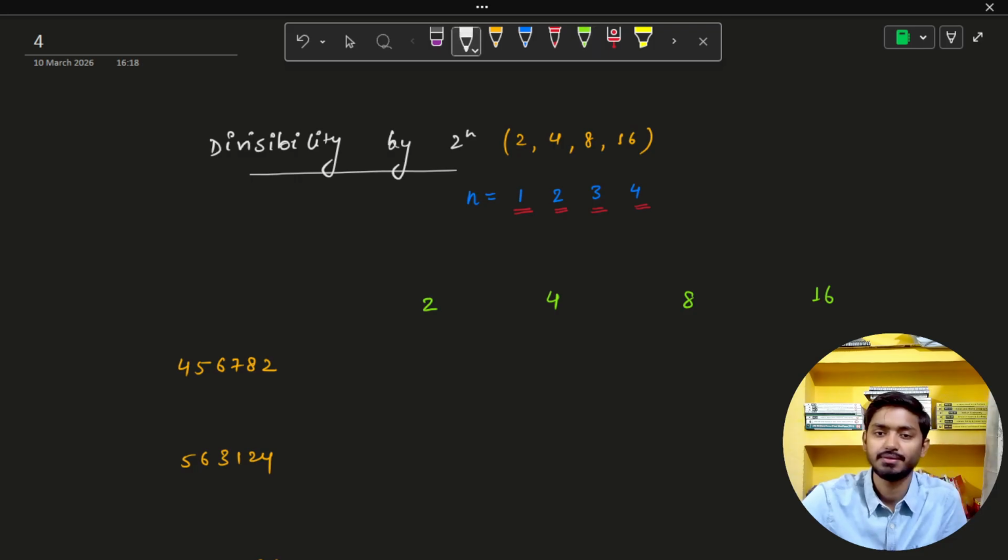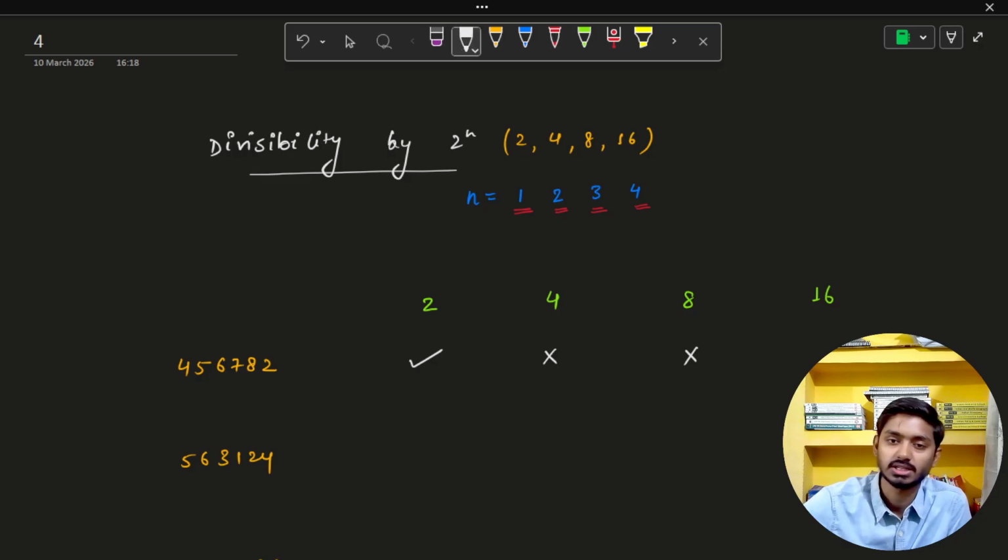Now, if we check the last one digit, we say that is 2, and 2 is divisible by 2, so the entire number would be divisible by 2. If we wish to check the divisibility by 4, we'll take the last 2 digits. As we can see, the last 2 digits are not divisible by 4, so we'll say the entire number is not divisible by 4. Take the last 3 digits, that would be 72, and 72 won't be divisible by 8, so the entire number won't be divisible by 8.